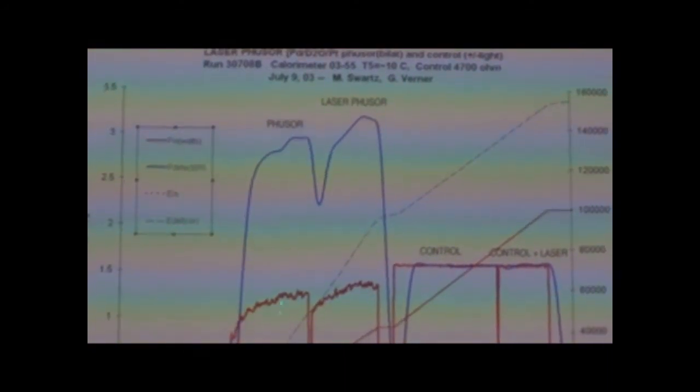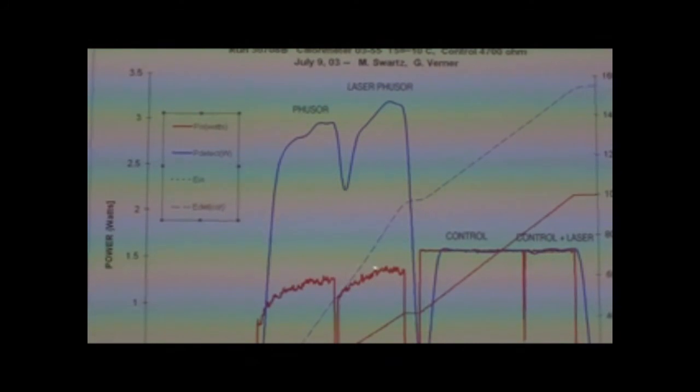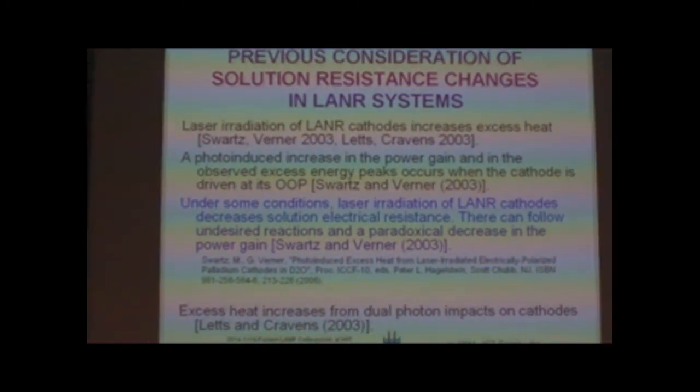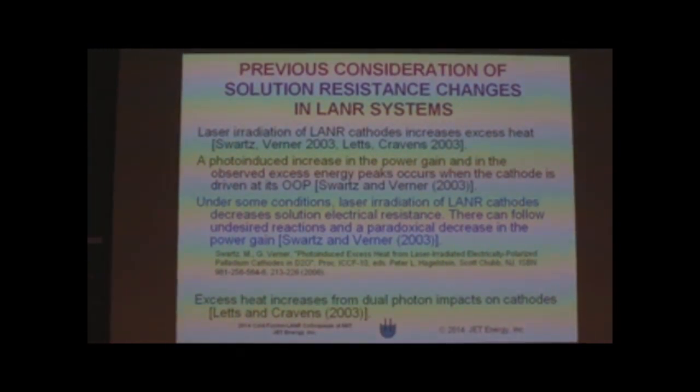So here we're looking at the power in watts. This is our input power without the laser, with the laser. Here's our energies off on the side. And we do two controls. Now we have to do a control and a control with the laser. And what's interesting here is that we only found a photo effect when we were irradiating at the top of the optimal operating point. If we were on the sides, we didn't see the effect.